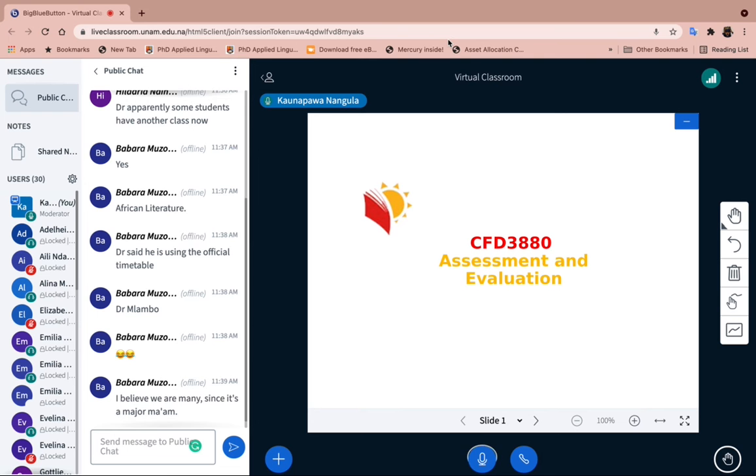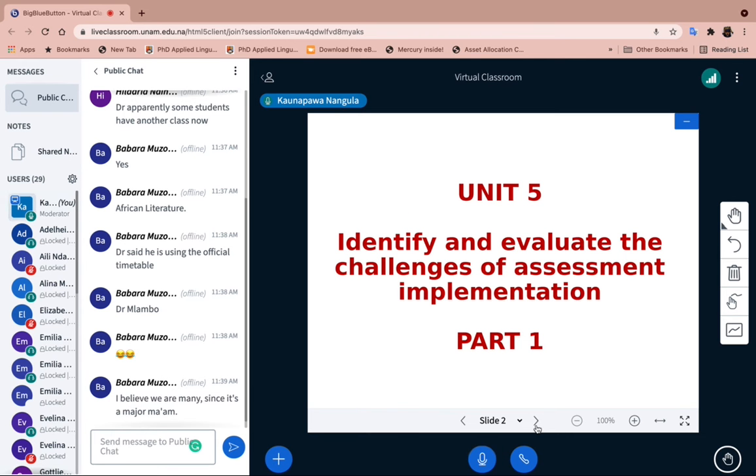Today we are going to continue with what we have started, and that is Unit 5, which is about identifying and evaluating the challenges of assessment implementation.